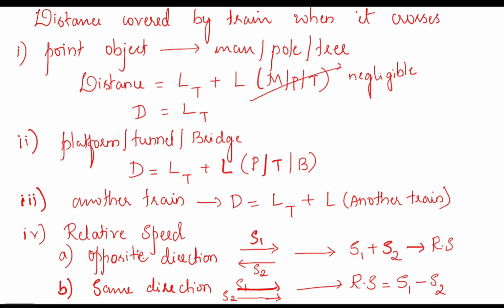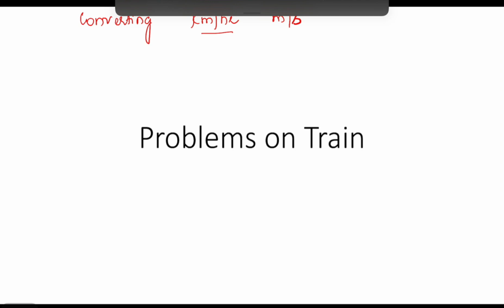So these are the important things we need to remember before solving problems on trains. One more thing is converting units. Sometimes the units given are not the same. It can be kilometer per hour or meter per second. If the speed is given in kilometer per hour, but in the options the answer is in meter per second, how do we convert kilometer per hour into meter per second?